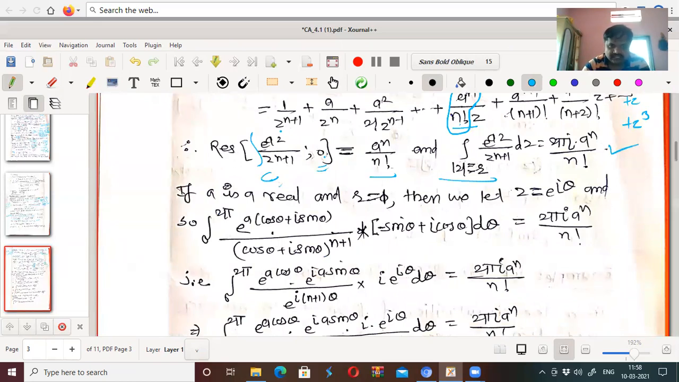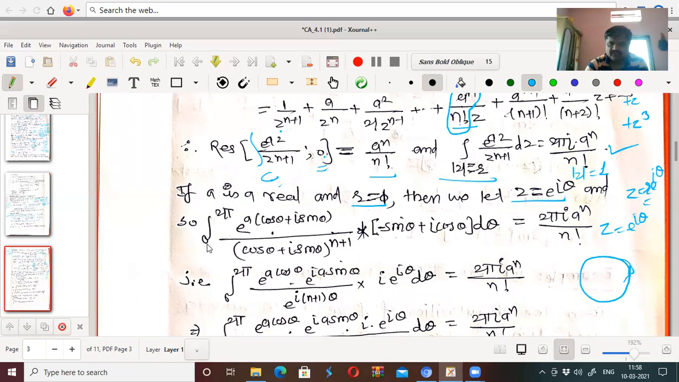If a is real and the radius is equal to 1, then we take z equal to e to the power i theta. We know that z equal to r e to the power i theta is the polar form of a complex number. So r is 1, so I will take z equal to e to the power i theta. Therefore, the integral, now mod z equal to r is there, r is 1, so it is the circle mod z equal to 1. So what about theta? To get one circular turn, theta goes from 0 to 2 pi.